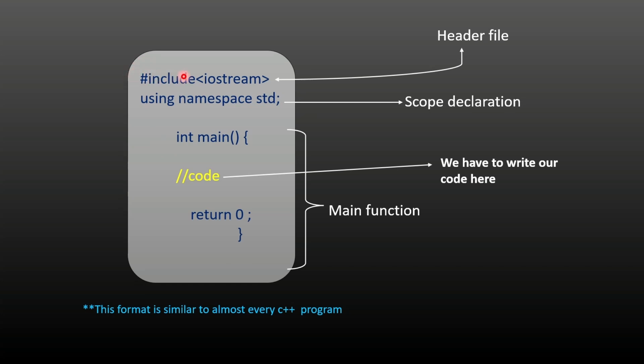The first line, #include <iostream>, is the header file. Then using namespace std is the scope declaration statement. std is the abbreviation of standard. Int main is the main function. From here our code will start executing. Here we will write our code, then return 0, then the ending curly brace. The format is similar in almost every C++ program. When we write a program, we will follow this format.